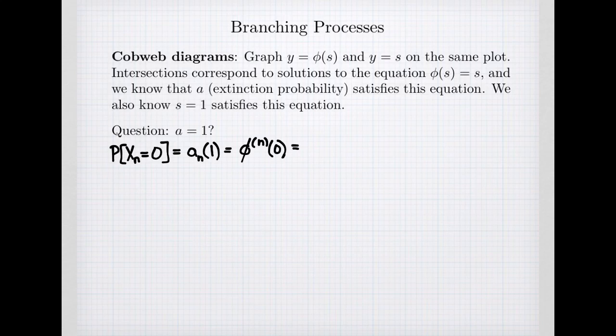Because if I think about the summation of s to the k, where k goes from 0 to infinity, times the probability that x sub n equals k, if I say s equals 0, only the probability that x sub n equals 0 survives in the summation.